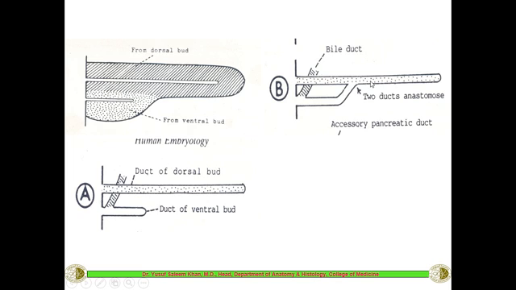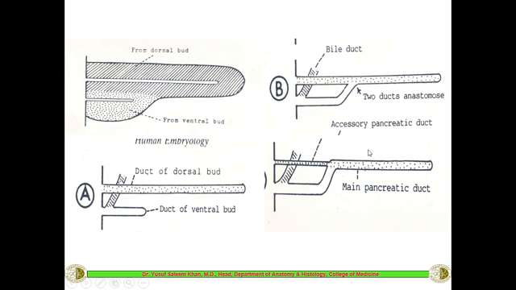Now the dorsal duct joins with the ventral duct, and the major portion of the secretion starts draining through this ventral duct into the second part of the duodenum through the major duodenal papilla, and this is the duct which is still patent, the remaining part of the dorsal duct. Now it starts regressing, and this becomes smaller and smaller, and now it is called the accessory pancreatic duct, and this will open into the minor duodenal papilla.